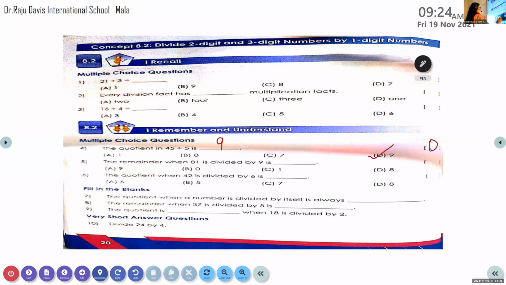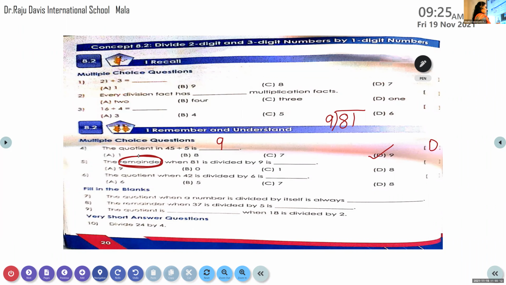Now next, Aradhya, shall we start doing this fifth one? Yes. Okay. 81 divided by 9. What is to be found out here? You have to do all the divisions, and at last you have to write about the remainder, not the quotient. Okay. Now what is to be done here first?